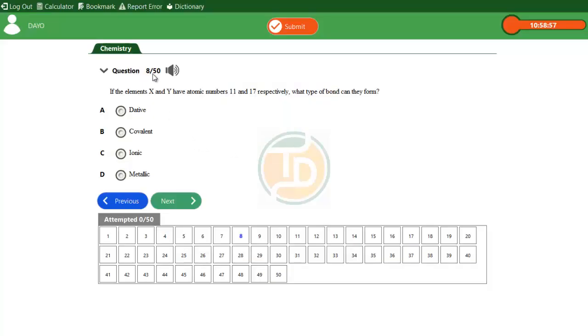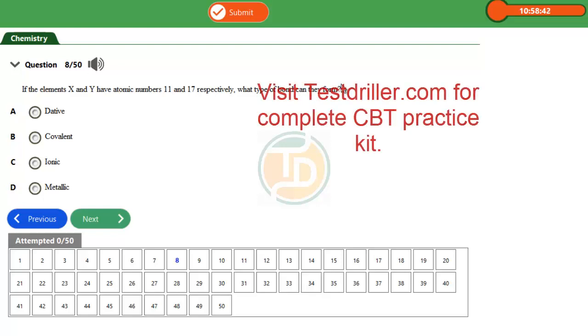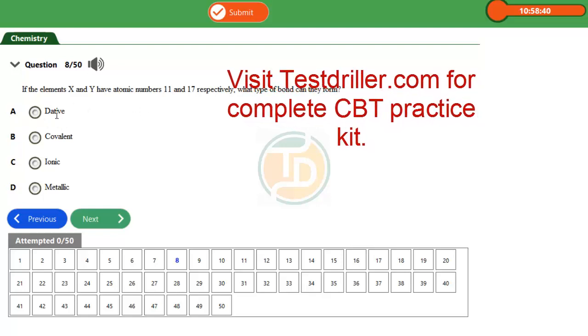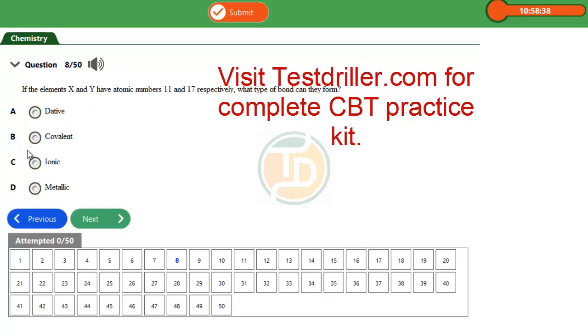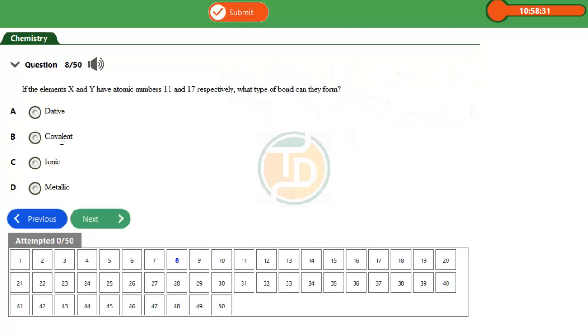Guys, Question 8, Chemistry 2012. If the elements X and Y have atomic numbers 11 and 17 respectively, what type of bond can they form? Option A, dative. Option B, covalent. Option C, ionic. Option D, metallic. Please, let's lay foundation to this question.